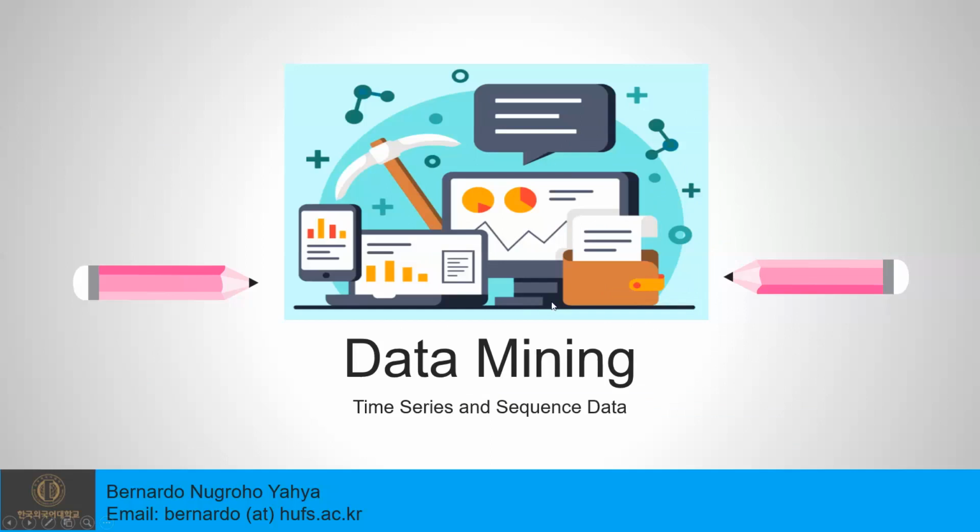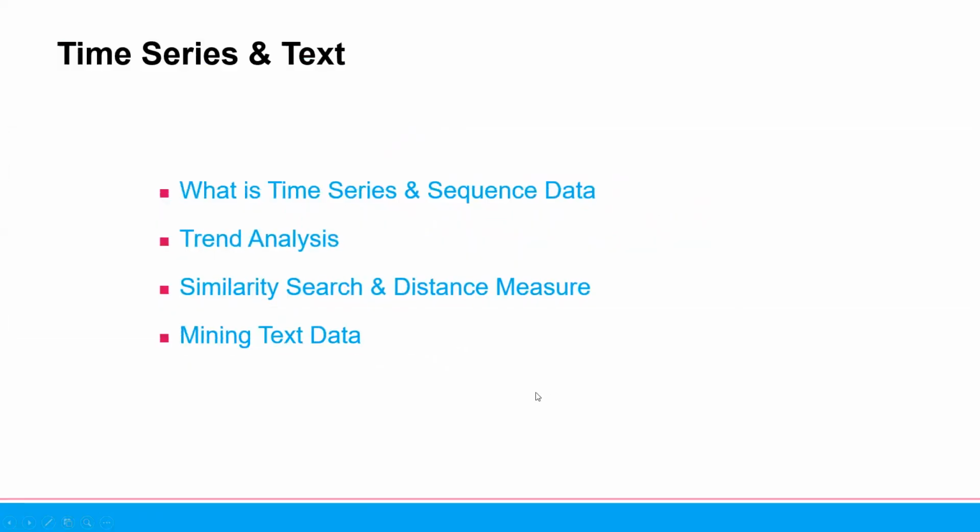So in this section, we are going to learn about time series and sequence data. What are they? I cannot explain many things, but let's just learn the basic idea of the time series and the sequence data, and then how we can do some kind of trend analysis. And there are some concepts about similarity search and distance measure. So we have another distance measure and how we can deal with text data.